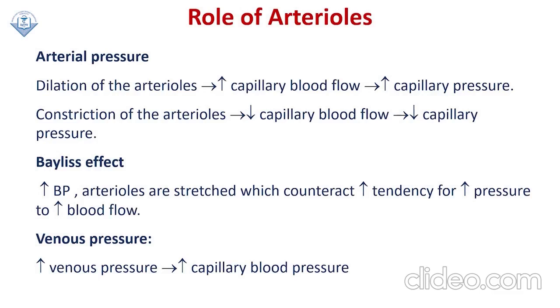We also should remember about Bayliss's effect or Bayliss's law. In high BP, in increasing of blood pressure, arterioles are stretched and contract, and there is a tendency to high pressure, to high blood flow. And venous pressure has another mechanism of regulation. In venous vessels there is no muscle wall, and if they are increased in pressure, they are not regulated. Increasing pressure makes increased capillary blood pressure, and unchanged venous vessels do not change this process.